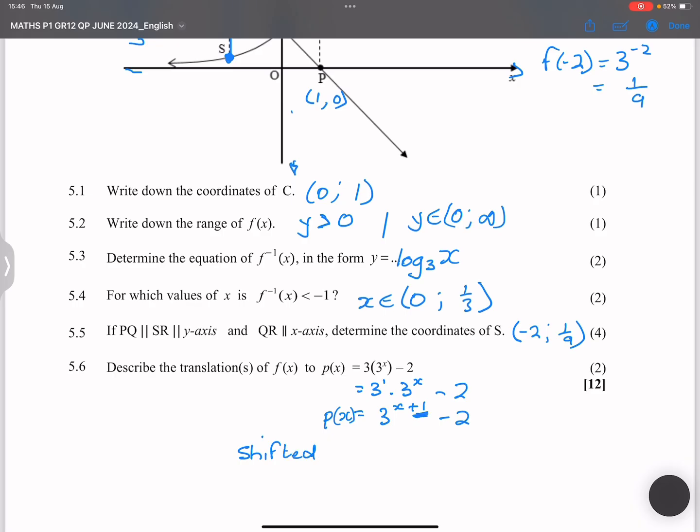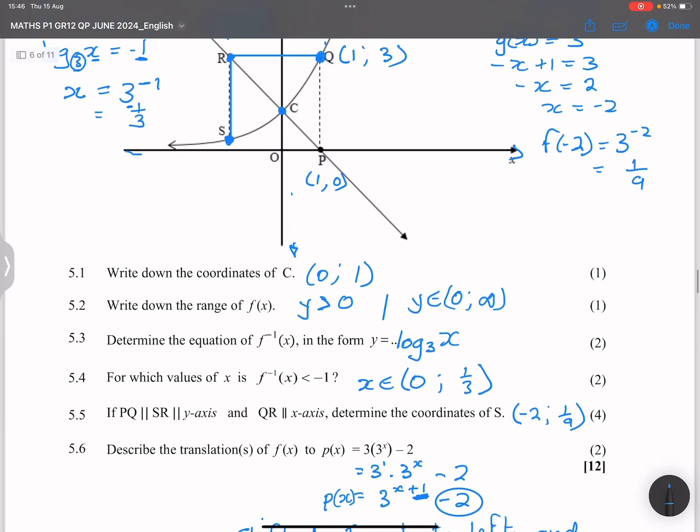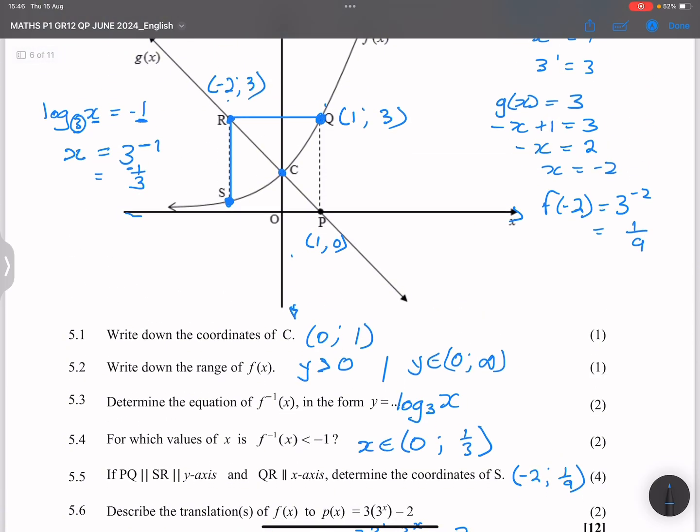Now remember, this is a horizontal shift. Shifted 1 unit to the left. So remember, when that value is positive, it means we shifted to the left. And we shifted 2 units down. Okay, that's 2 units downwards. And that's how the cookie crumbles, ladies and gents, as we go on to the next portion.